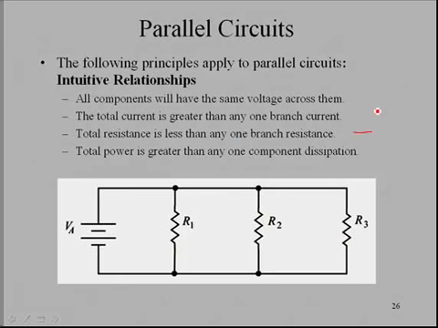The total resistance is less than any one branch resistance. There's a rule of thumb concerning parallel circuits, that if we have multiple resistances in a parallel circuit, you will find that the total resistance will be less than the very smallest resistance. So total resistance is less than any one branch resistance. Total power is greater than any one component dissipation. So the total power is going to be the sum of all of the component power dissipations added together, and that will be greater than any one single component dissipation.